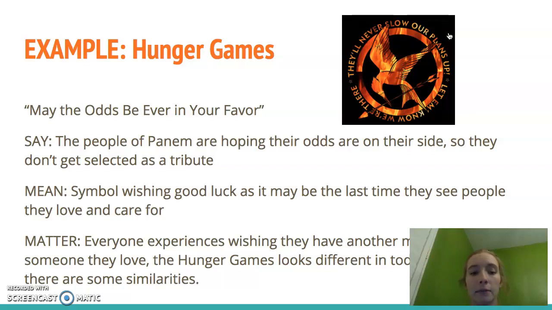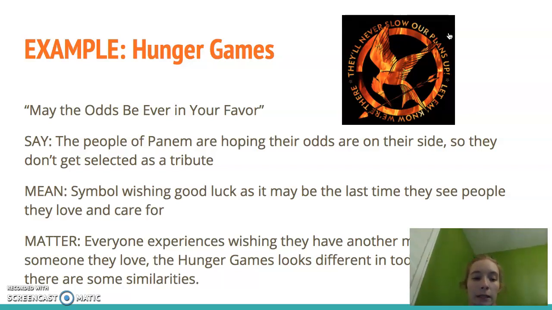And then taking it a step further, why does it actually matter? You could relate it to your own experiences, and maybe there's been a time where you wished you had another moment with someone, and you remember the last thing you said to them. That could be true for these characters in this book. Maybe they said, "May the odds be ever in your favor," the very last time, and they really wish they had one more moment with that person.